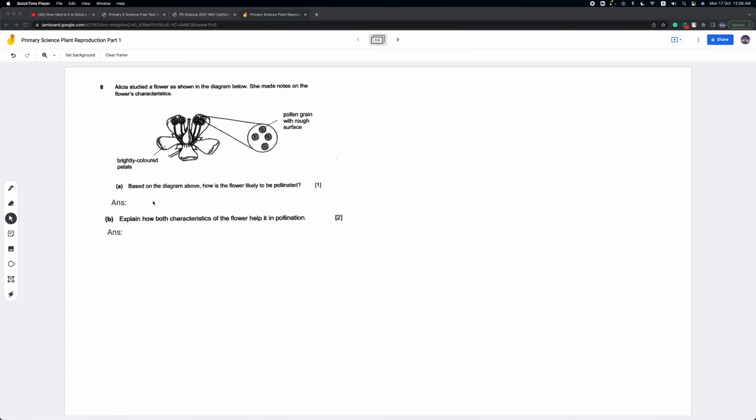Okay, so let's go on to the first question. Alicia studied a flower as shown in the diagram below. She made notes on the flower's characteristics. So it's very important to take note of the words that they use in the question.